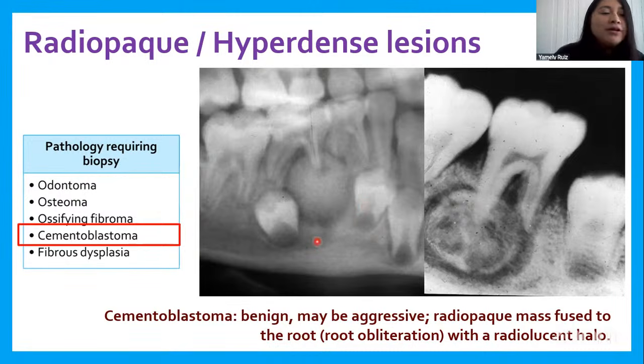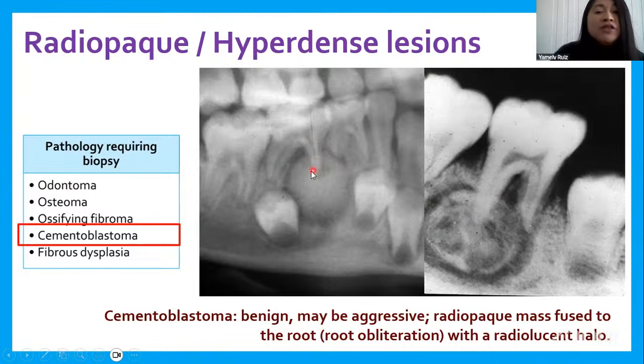The other important radiopaque or hyperdense entity is the cementoblastoma. Cementoblastoma is an odontogenic tumor. It's a benign lesion, but sometimes cementoblastoma may exhibit aggressive behavior. That's the importance of knowing this pathology. So this cementoblastoma is characterized by a radiopaque area, as I see in these images, in intimate association with the root. This is a very important key for the diagnosis: the intimate association with the root of the tooth.